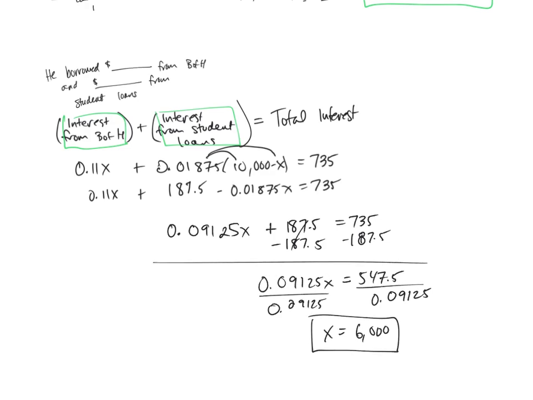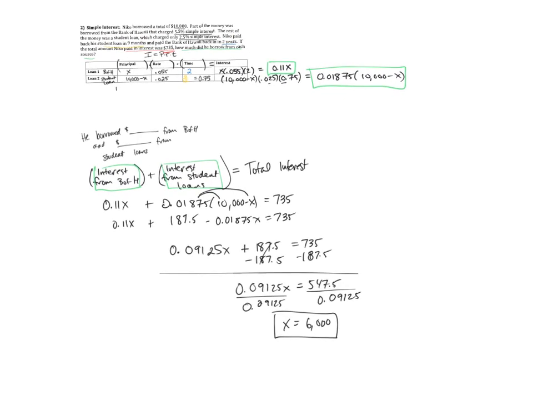All right, and now we're going to put that information back into our answer. Okay, so x was the amount that we borrowed from B of H. So that is 6,000. All right, and then the student loan amount was 10,000 minus x, so minus 6,000, so that would be 4,000 that he borrowed from his student loans. And there's our answer, and we are done.